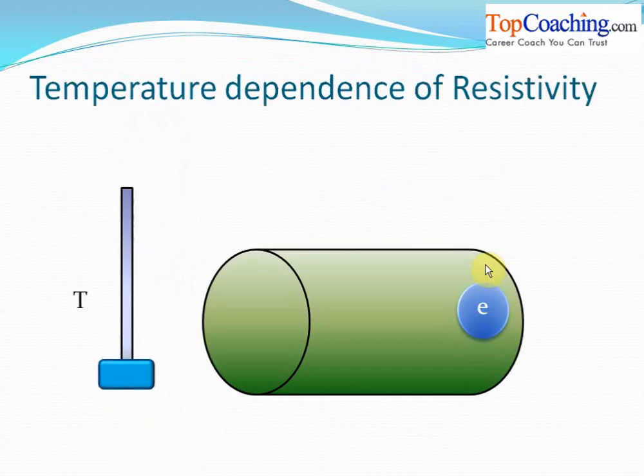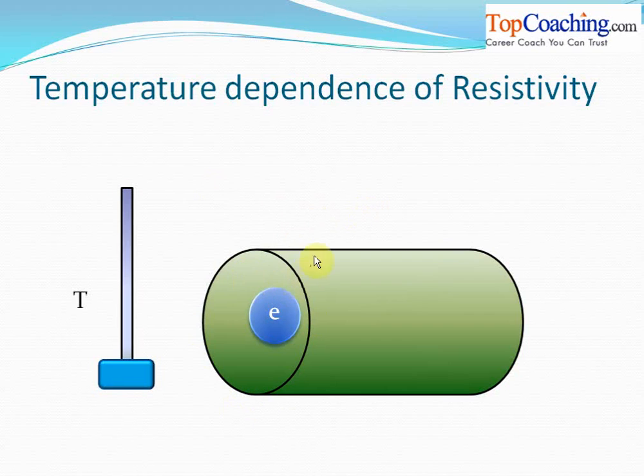Let's try to find out the temperature dependence of resistivity, because this is very important with respect to the IIT JEE syllabus. It has been found that resistivity increases with increase in temperature. Why does this happen? And what is the formula for the increase in temperature? That is, what is the exact expression for the increase in resistivity with increase in temperature? Before we understand the formula, let's see why the resistivity actually increases with temperature.